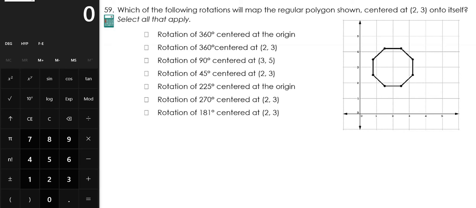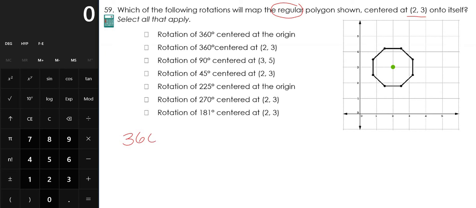Number 59. Which of the following rotations will map the regular polygon shown centered at 2, 3 onto itself? Select all that apply. So the center of this shape is at 2, 3. That's this point right here. So they're asking, well, how can we rotate this so that it maps onto itself, so that it looks like it hasn't even moved? Now remember, when we figure out our angle of rotation, our increment, we do what we did in the last problem.